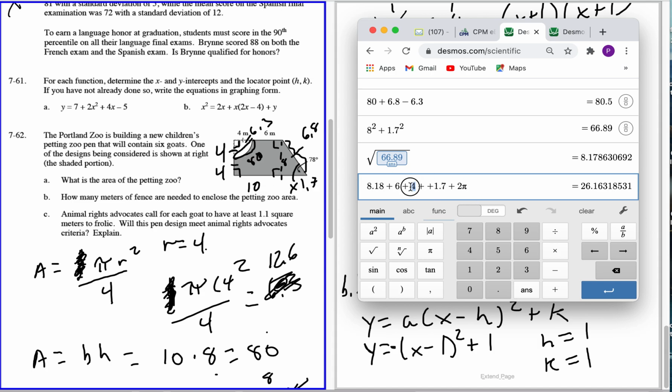I got a 4. Got the 6 on the top. Got the 2 pi. Got the 1.7. I got the 8.18. I am missing the 10 on the bottom. 36.16.